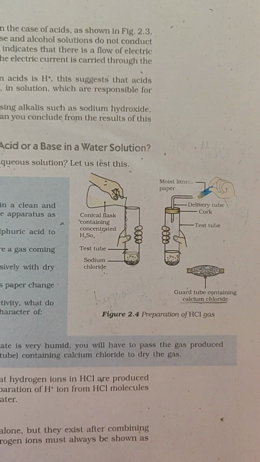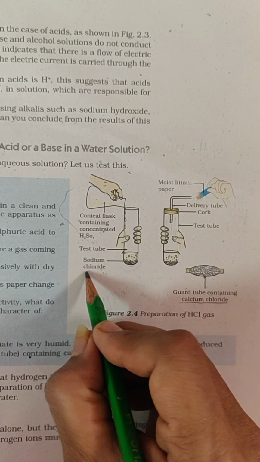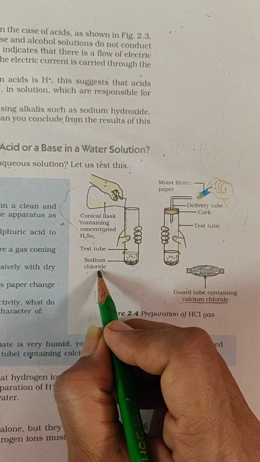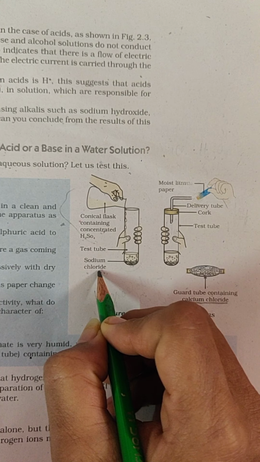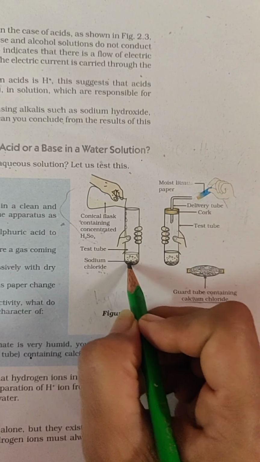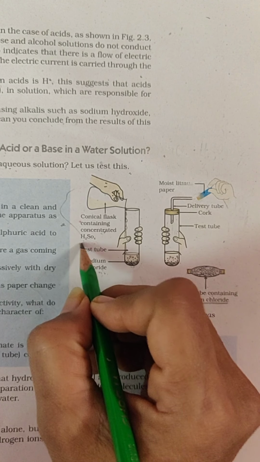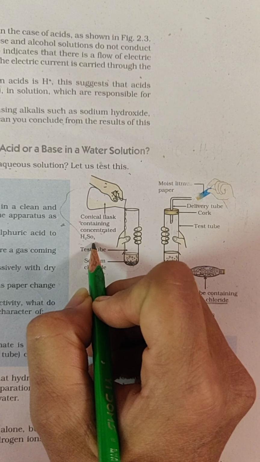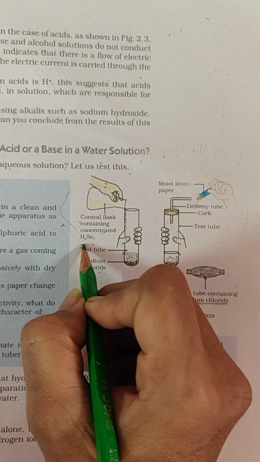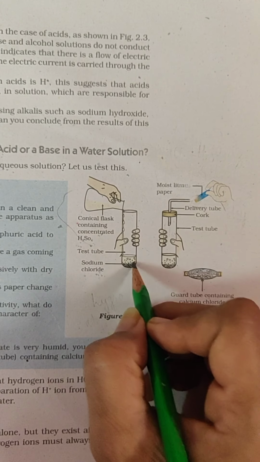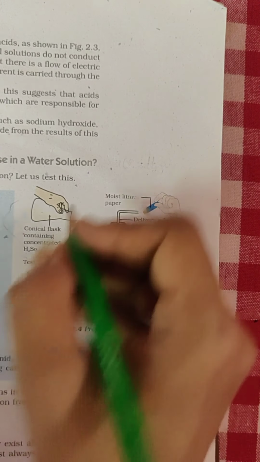What do we have here? We have a test tube in which we have taken solid sodium chloride, NaCl, the common salt which we use to give that salty taste to food. On this sodium chloride we will pour concentrated sulfuric acid. This has to be done with caution because this is a corrosive acid. Now we will see the formation of some bubbles.